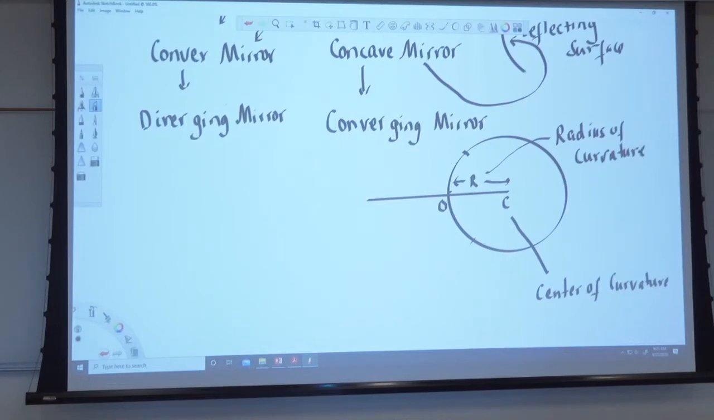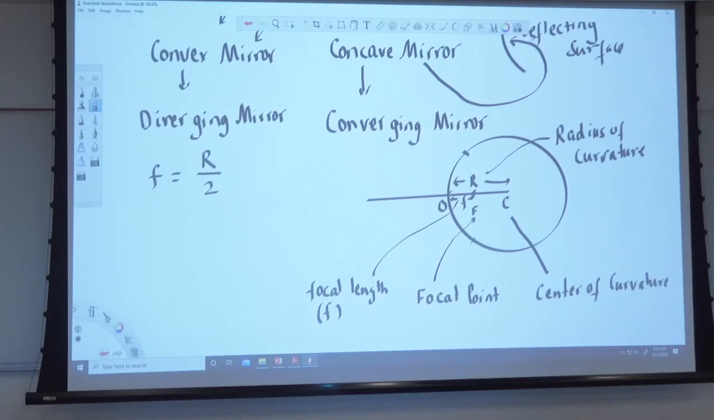Okay, and half of that is denoted by the letter F, and that F is halfway between O and C. F is called the focal point. And then the distance between O and F is denoted by small letter f. So that's called focal length. So focal length is f, that's half of R. So R is from O to C, and f is from O to F, where big F is halfway between O and C. So f is half of R.